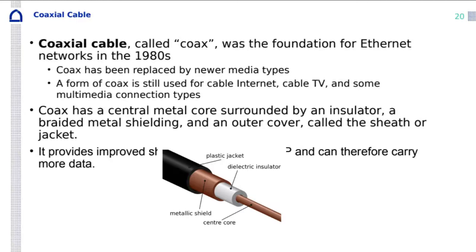So it has a central core metal. This is the one, central core. Then it has a dielectric insulator. Then it has a metallic shield. Then you have also another plastic jacket. I think if you used to see these cables in the receiver of your TV, before the cable TV, you were having these connectors. We have some of them in the lab also.